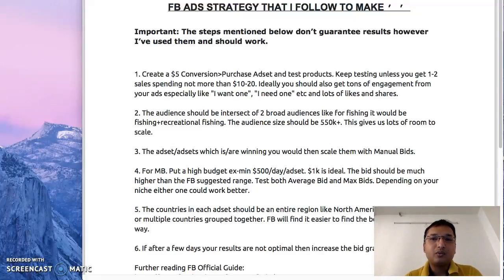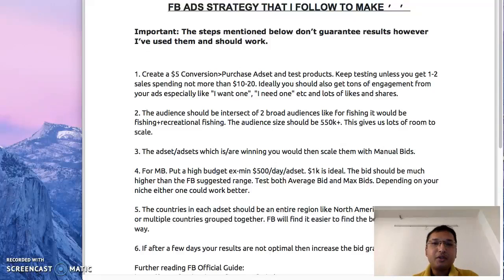Now, when you scale with manual bid, what you do is, you should put a high budget. For example, it should be at least $500 per ad set per day. Ideally, I would suggest $1,000 per day, because the more budget you have, Facebook knows that you're a serious advertiser willing to pay a lot of money for the events or the conversions that you get. So they would keep sending good traffic down the line.